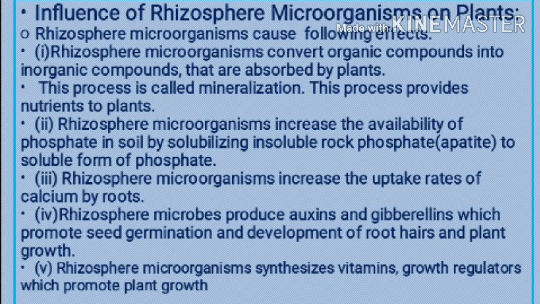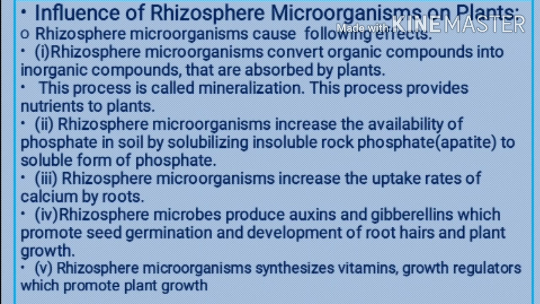Influence of rhizosphere microorganisms on the plant. Rhizosphere microorganisms are involved in several effects. They convert organic compounds into inorganic compounds that are absorbed by the plants. They play a major role in mineralization, the conversion of complex organic compounds into simple minerals. This mineralization process is carried out by the rhizosphere microorganisms so that these minerals and nutrients are available to the plant. So this is one important effect of the rhizosphere microorganisms, converting complex organic compounds into simple compounds which the plants can absorb. This process is called mineralization.